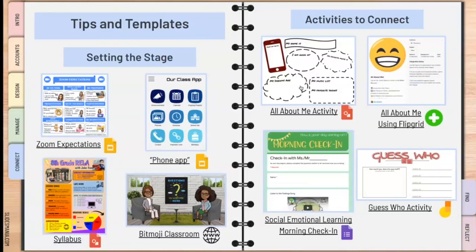For activities to connect, we also have Google Drawing, Google Forms, and a Jamboard that you can have a copy of for your own to get to know your students. We have an All About Me activity, a social emotional learning morning check-in, and a Guess Who activity. We even provided a topic for you if you're interested in using Flipgrid, where students can introduce themselves to you.